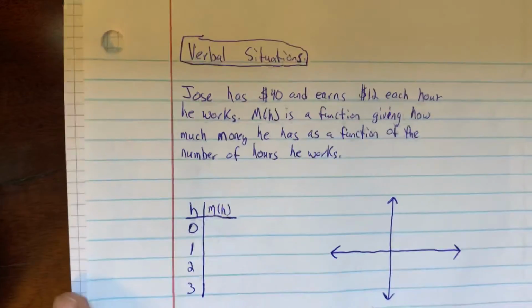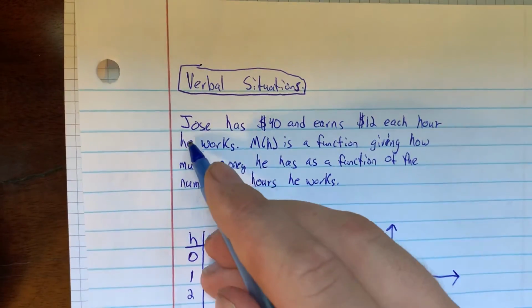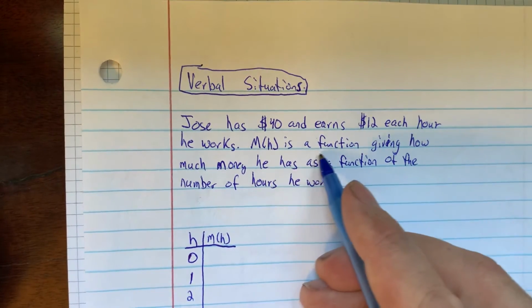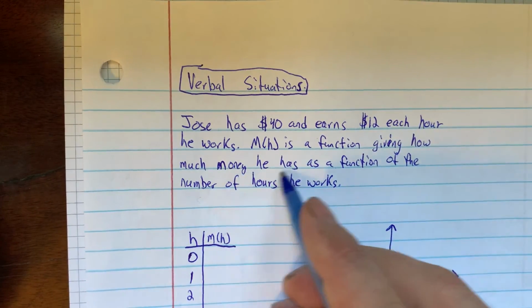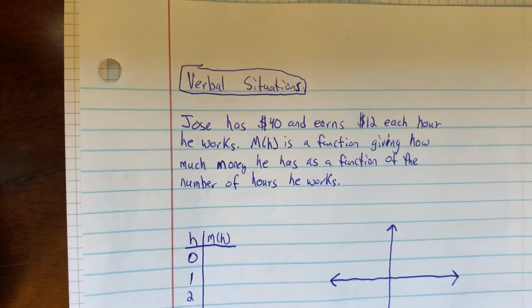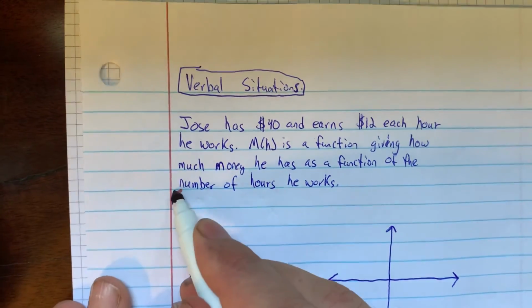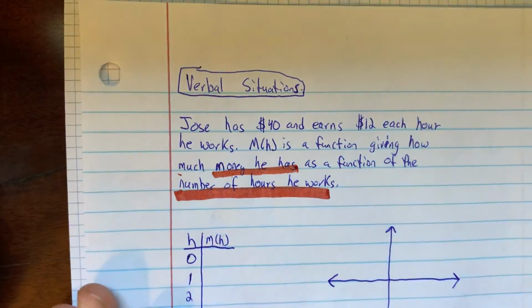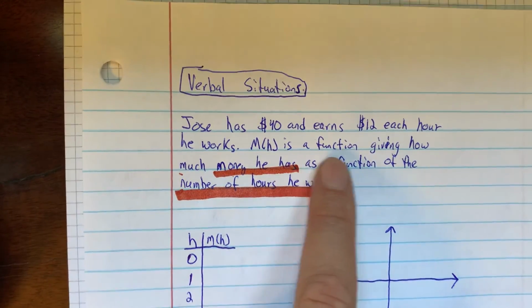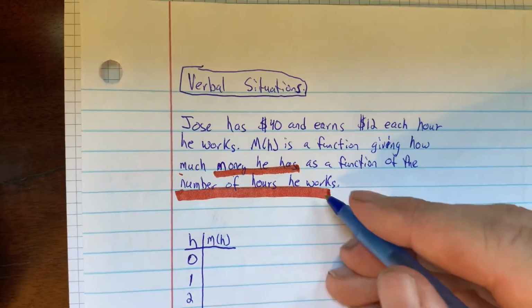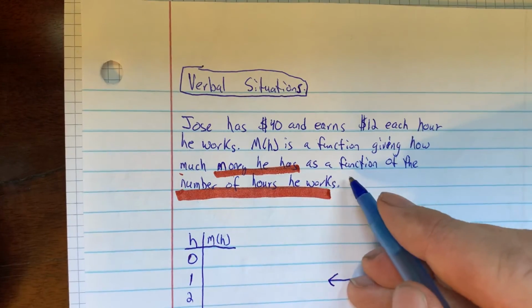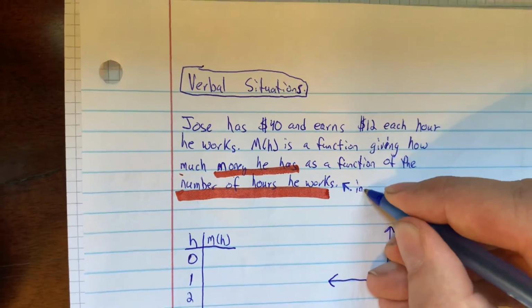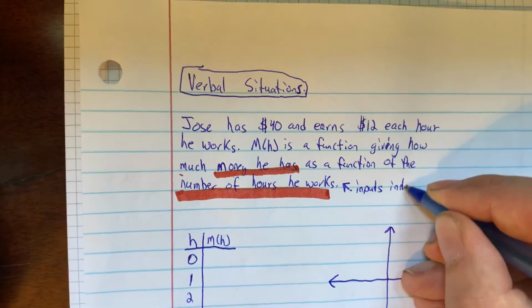The last thing we're going to look at is a verbal situation. Jose earns $40 and earns $12 per hour he works. M of h is a function giving how much money he has as a function of the number of hours he works. Here we have two variables. We have how many hours he works and how much money he has. And the money he has is a function of how much he works. And so the inputs, what it's a function of, is the independent variable. These are the inputs or independent variable.